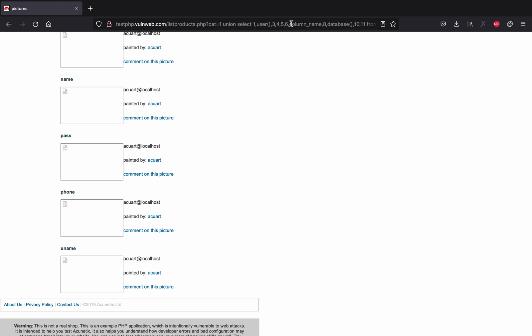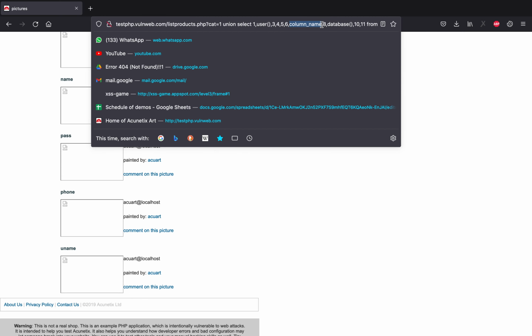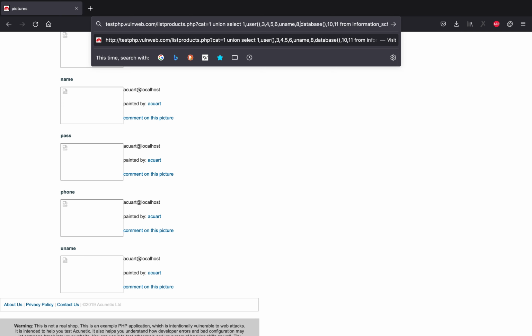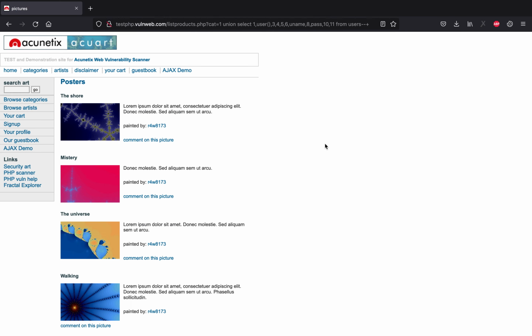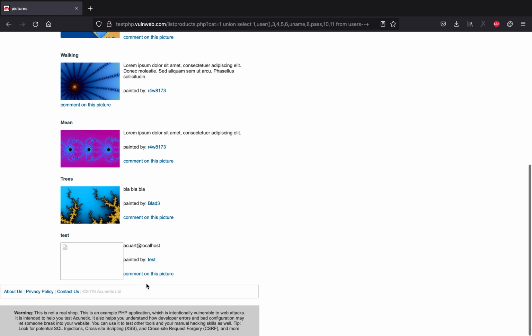So I'll be just extracting uname and just the pass. This time I won't be using any schema's column, I'll be just going directly for the table name. And here we are with these two columns. So that's how a SQL injection can be utilized.